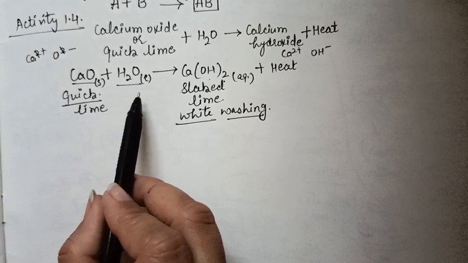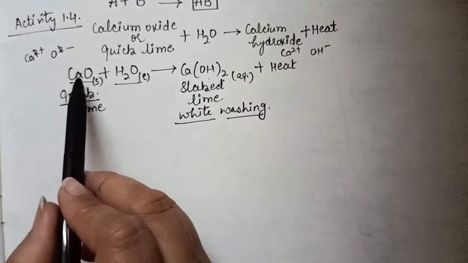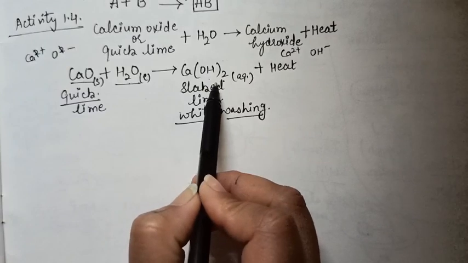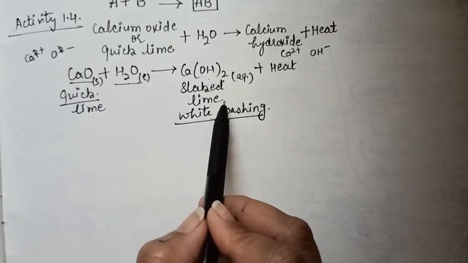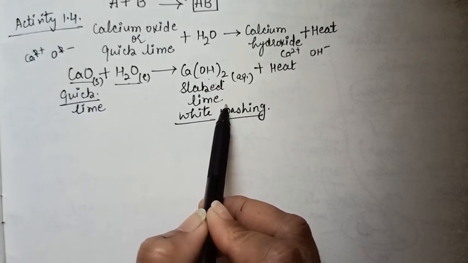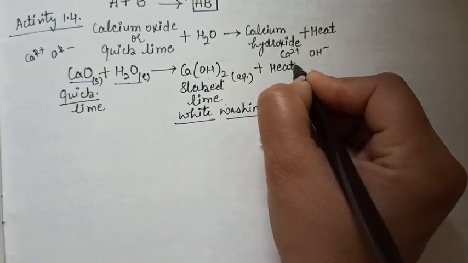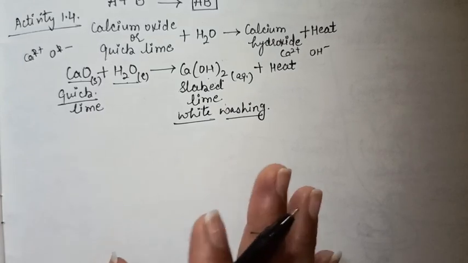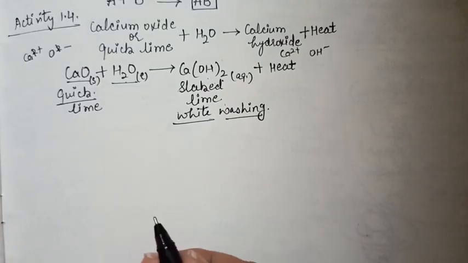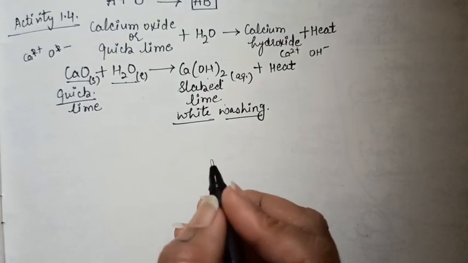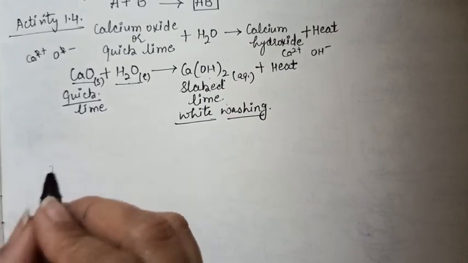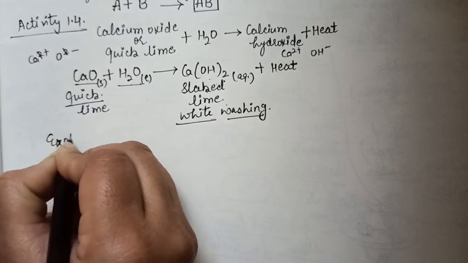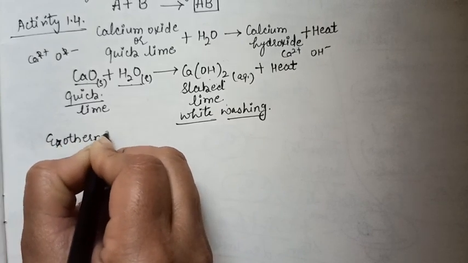This is an example of combination reaction as the two reactants combine to form one single product. That's why it is called combination reaction. Now in this reaction heat is released. Not in all combination reactions is the heat released, only in a few cases. So those reactions in which heat is released along with the product are called exothermic reactions.